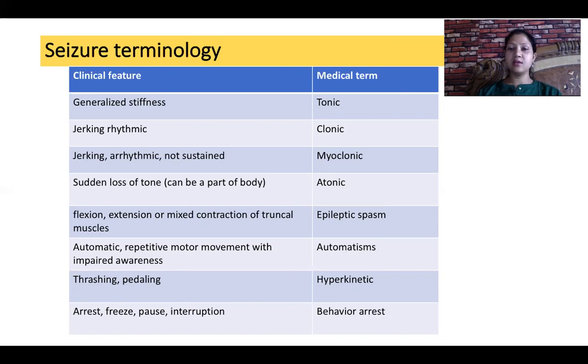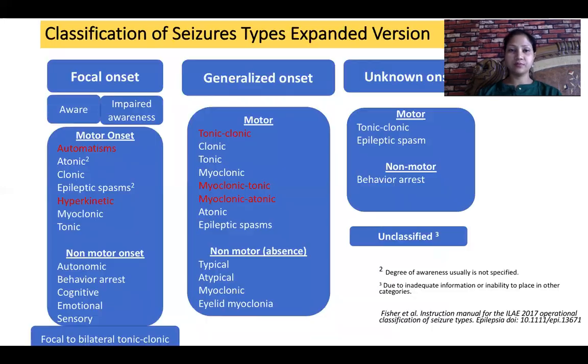This word is there in the new classification system. This is an expanded version. Here we can see that under the motor onset seizure there are 7 types, and under the non-motor there are 5 types. There is certain similarity between the focal and generalized onset seizure in terms of seizure type. 5 seizure types are common: tonic, clonic, atonic, myoclonic, and epileptic spasm. These are there both in focal and in generalized.